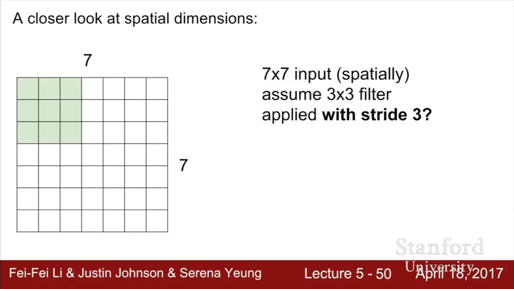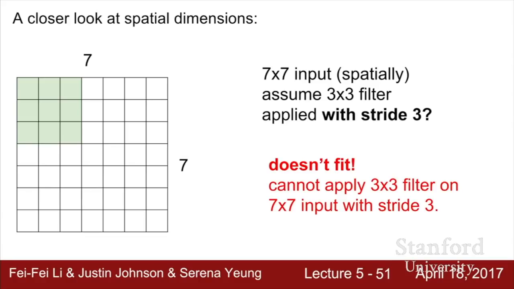Okay, and so what happens when we have a stride of 3? What's the output size of this? In this case, we slide it over by 3 again. And the problem is that here, it actually doesn't fit, right? We slide it over by 3, and now it doesn't fit nicely within the image. So in practice, it just doesn't work. We don't do convolutions like this because it's going to lead to asymmetric outputs.